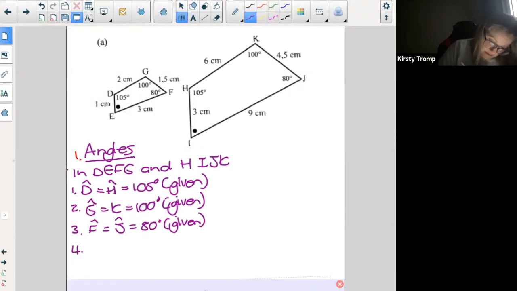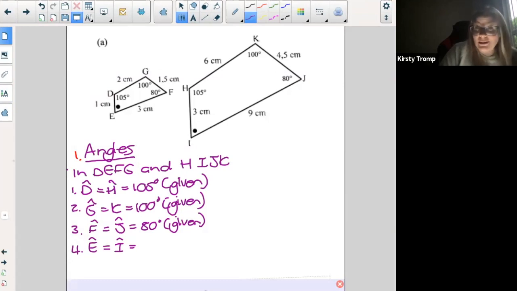Number four. Angle E is going to be equal to angle I, which is going to be equal to, guys, what? What are the angles inside a quad added up to? Careful, don't let them trick you. They add up to 360. Good, you are completely right.